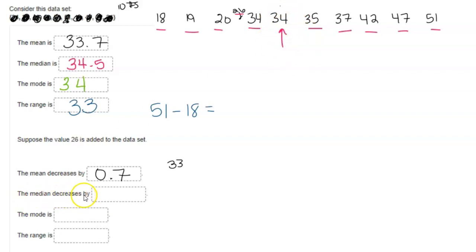So it says the median decreases by, because this is my new median, it was 34.5, now it's 34. So it decreased by 0.5.